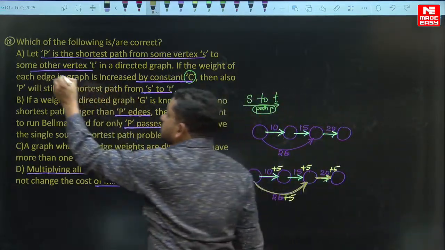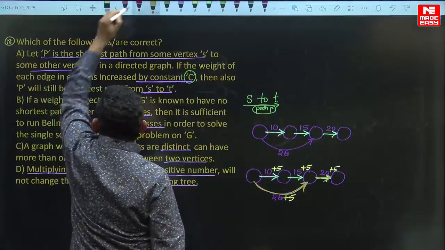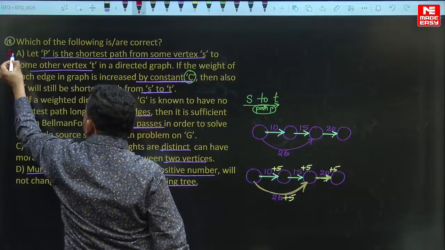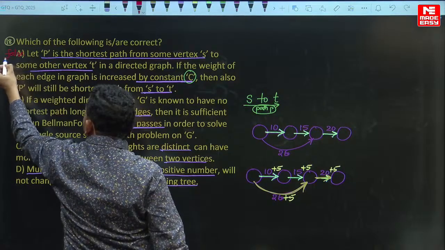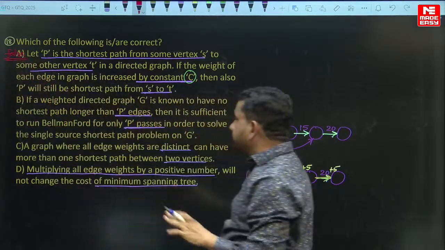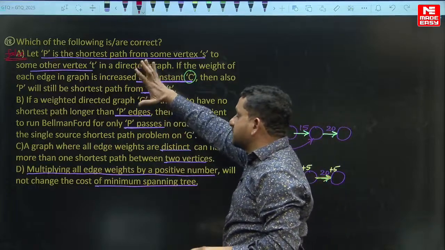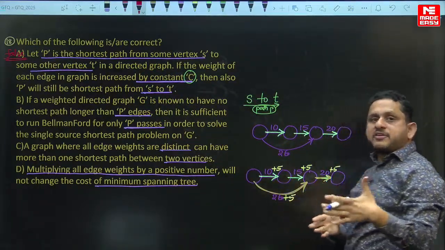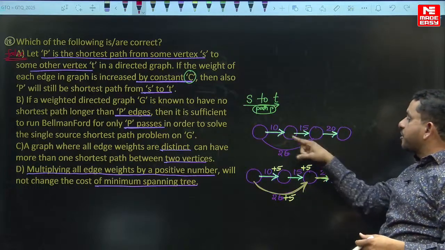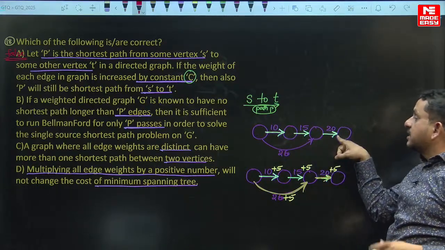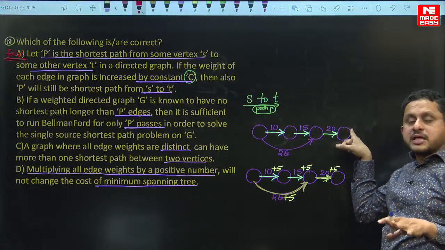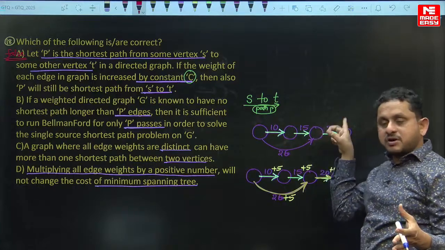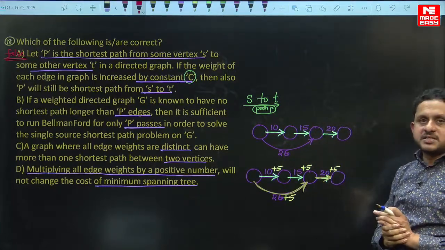That means the first statement is false. The shortest path being guaranteed to stay the same is not true. The shortest path may change. It depends on whether another path has fewer edges or not. If no other path has fewer than 3 edges, then the shortest path remains the same.